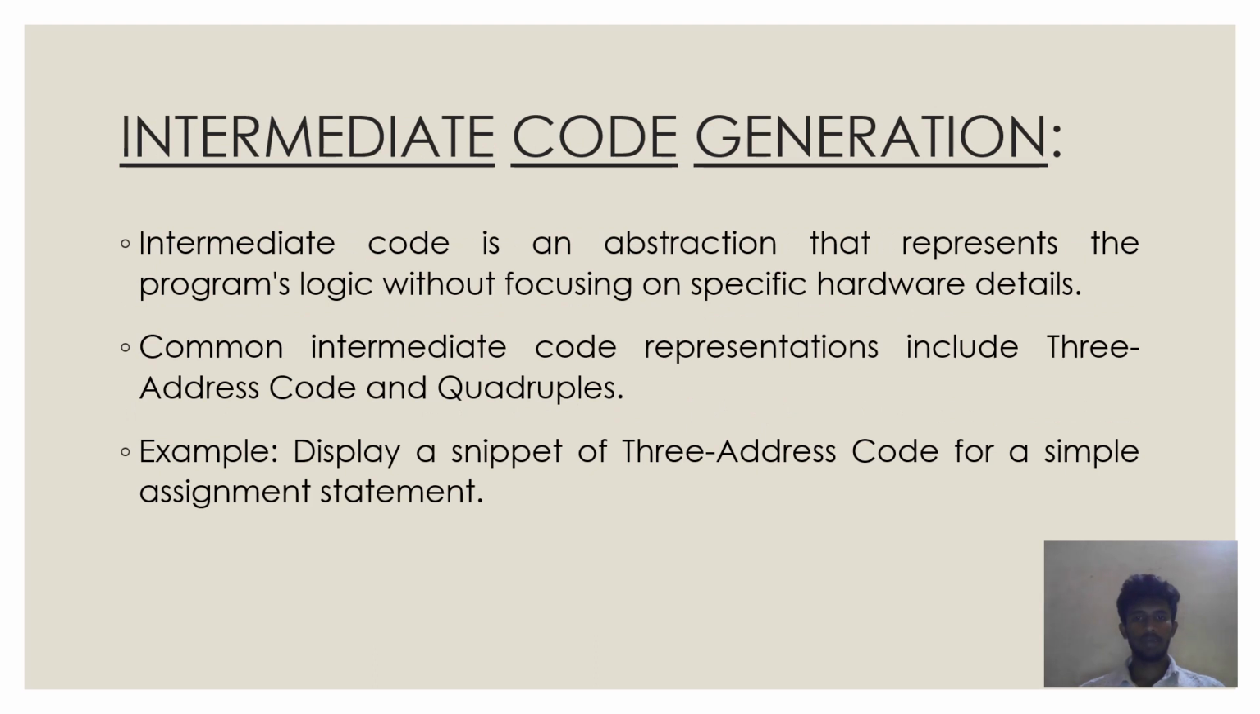The next one is the intermediate code generator. The intermediate code is an abstraction that represents the program's logic without focusing on specific hardware details. Common intermediate code representations include three-address code and quadruples. The example for the intermediate code generator displays a snippet of three-address code for a simple assignment statement.